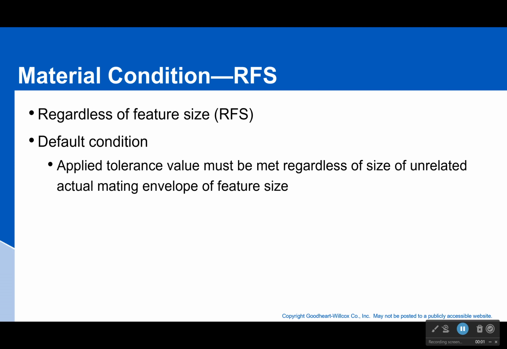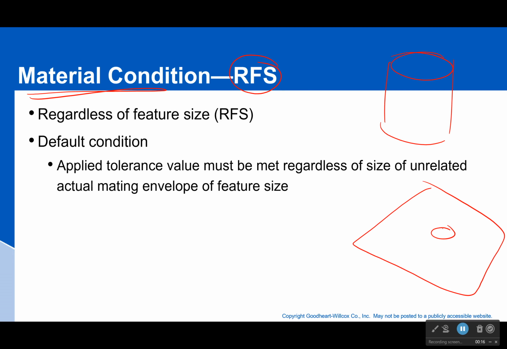Okay, now let's just very briefly go over the material condition. So first off is RFS. Now these are material conditions. These are all for things that have a volume, okay? Like holes or pegs or whatever. These are all going to have a volume, whether it's a volume that is empty or a volume that is filled.